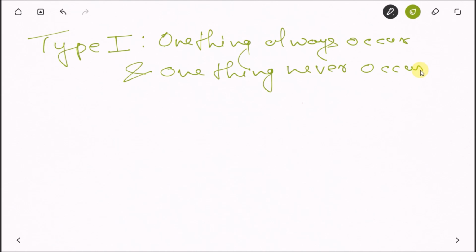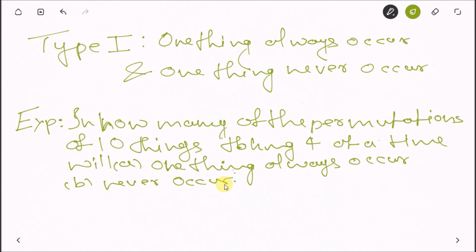The first type is one thing always occurs and one thing never occurs. So type 1 is: one thing always occurs and one thing doesn't occur. I'll give you an example of that. Here's the question: in how many of the permutations of 10 things taken four at a time does one thing always occur and never occur?